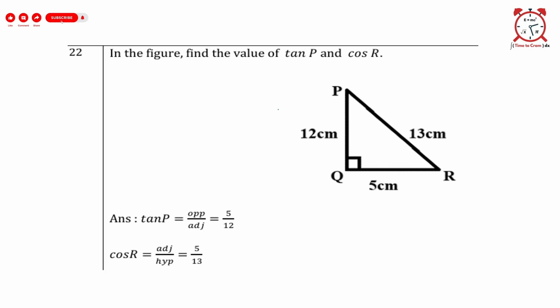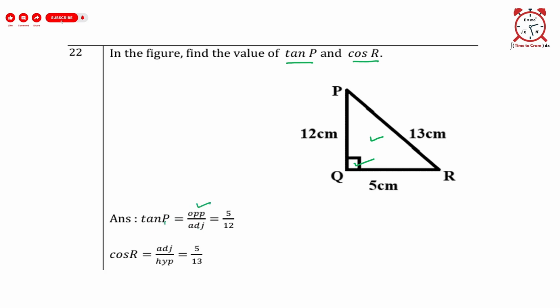Yes, very good question from trigonometry. Okay, the figure is given. The figure is a right triangle. This is a 90-degree angle. So we have to find the value of tan P and cos R. We had learnt all the 6 ratios, so that we have to recall here. Tangent is what? Opposite upon adjacent, and cos is what? Adjacent upon hypotenuse. So that only we are writing here.